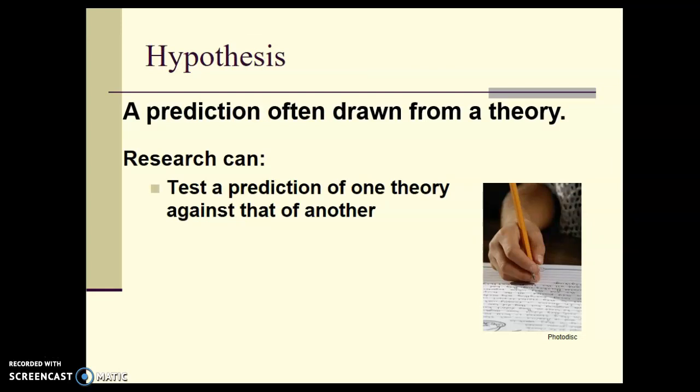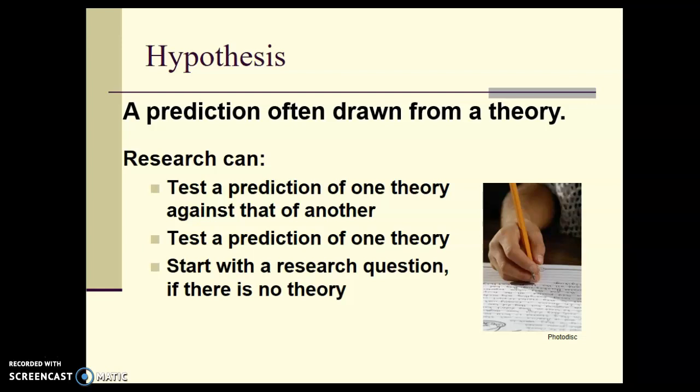In the Child Development Lab School here at Clovis Community College, we ask the children to come up with theories or hypotheses. So a prediction is often drawn from a theory. You can either test a prediction of one theory against that of another, test a prediction of one theory, or start with a research question if there is no theory. And so with the children, we actually start with a research question. Why do you believe this happens?